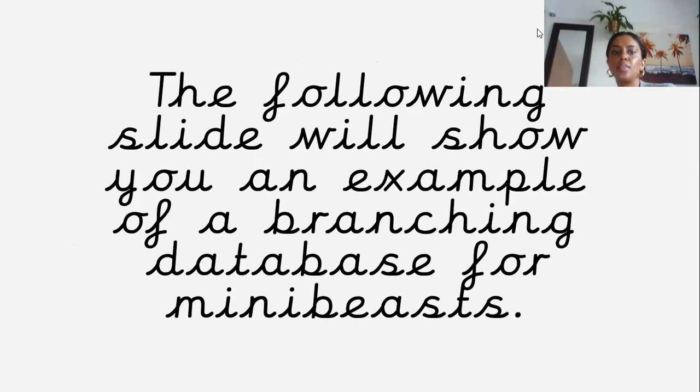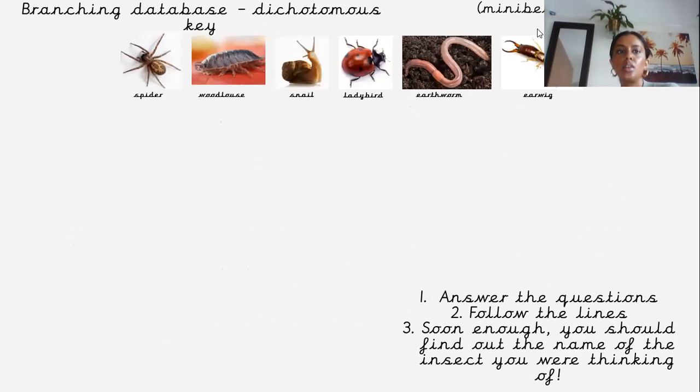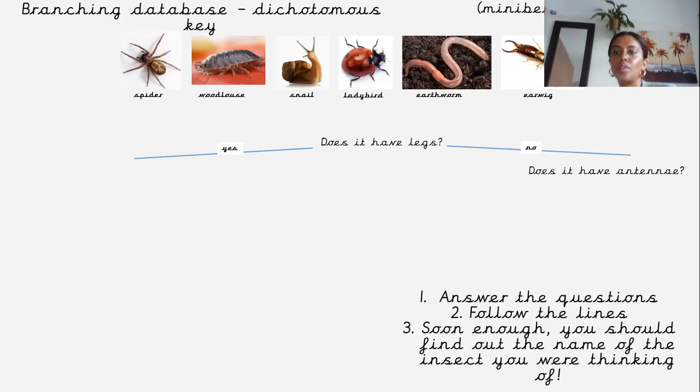The following slide will show you an example of a branching database called mini-beasts. So let's have a look. Mini-beasts are things such as spiders, woodlouse, snails, ladybirds, earthworms, and an earwig. So number 1, answer the question. Number 2, follow the lines. And number 3, soon enough, you should find out the name of the insect you were thinking of. So, does it have legs? Yes or no?